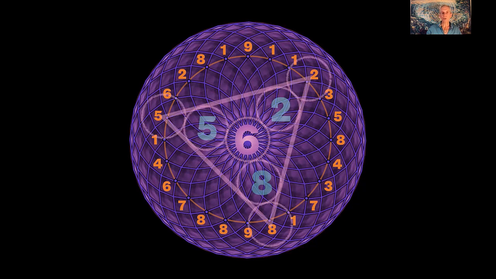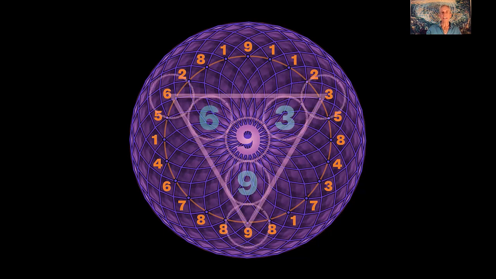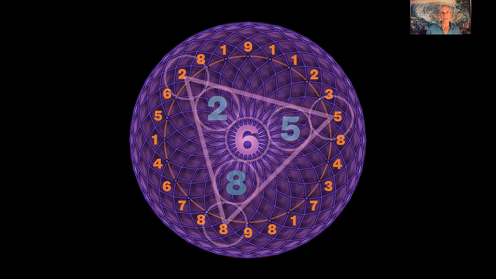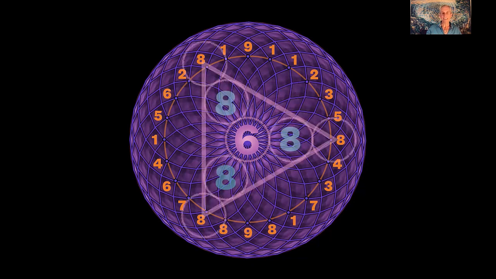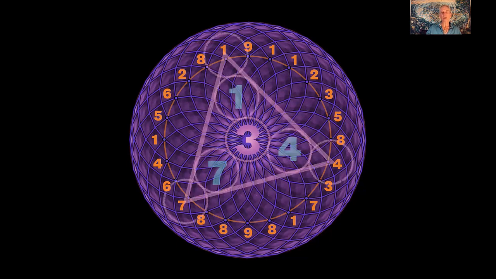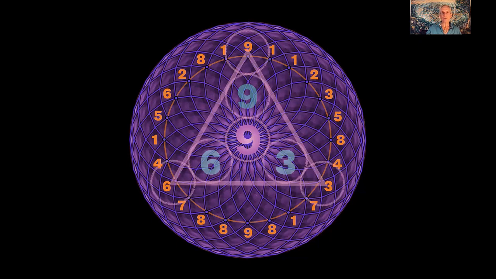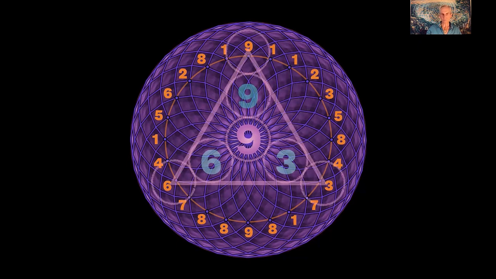Here's the 2, 5, and 8, and that adds up to 15. 1 and 5 equals 6. That's the center number. I got that right. 3, 6, and 9, that adds up to 9. 2, 5, and 8, we know adds up to 6. 8, 8, and 8, that adds up to 24. 2 plus 4 equals 6. 1, 4, and 7 add up to 3. I got it right that time. We have 3, 6, and 9.